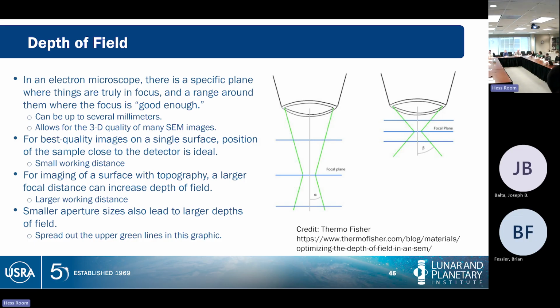Smaller aperture sizes also lead to larger depths of field. So if we squeeze this in with a small aperture, so a small controlled beam, that leads to a larger depth of field. If we spread out these green lines, that focuses onto a finer depth of field, or a finer point. Got that? Everybody following how the settings are kind of interacting with one another as we go through this?